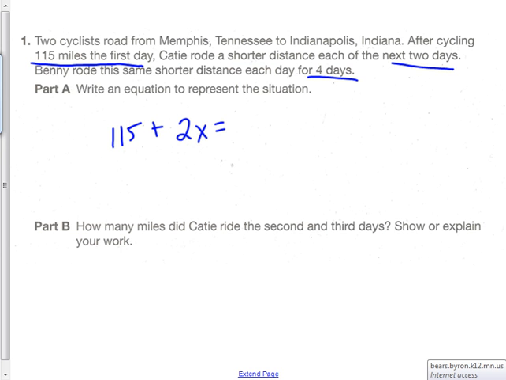Now, it says Benny rode the same shorter distance each day for 4 days. So they both rode the same distance overall, so we're going to do 4 times x, because it says right here that he rode the same shorter distance. So that tells us that x is the same. So he rode 4 days at that distance. So this would be the equation that we would use to represent the situation. It doesn't say to solve it, it just says write an equation to represent it.